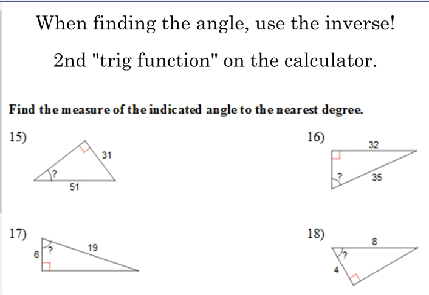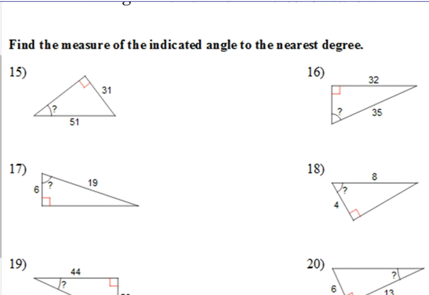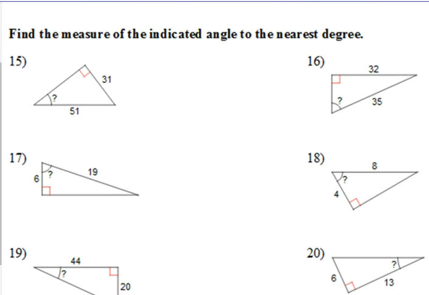Okay, so let's set this one up. Number 15. Let's identify which sides we have here. We're going to draw our little triangle. 51 is the hypotenuse. 31 is the opposite. So which trig function? Sine. Sine of x, let's use an x instead of a question mark, is equal to the opposite over the hypotenuse.